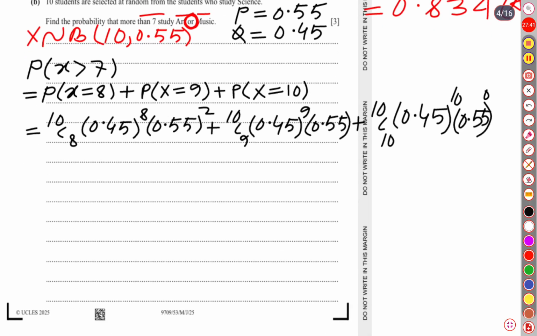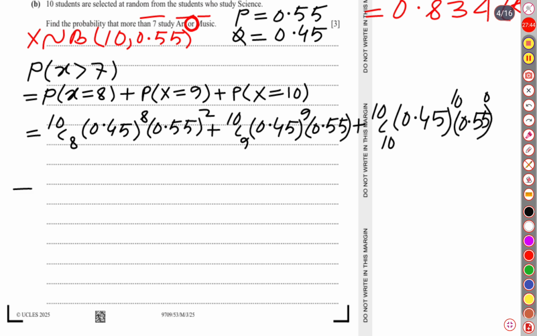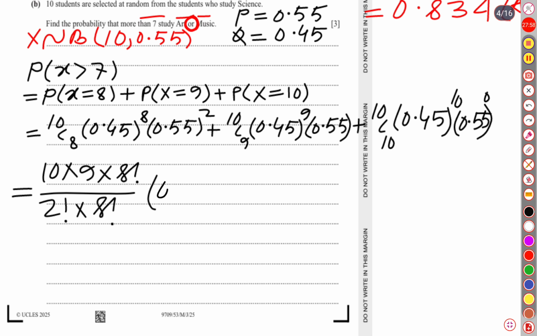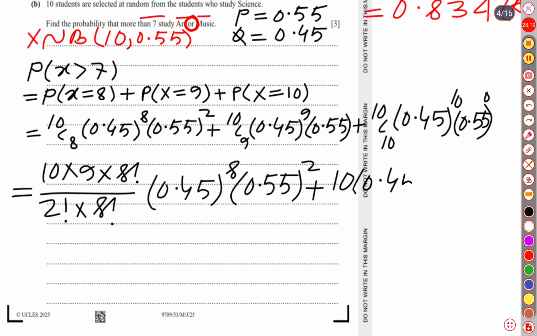If we simplify more, we will get 10 choose 8. Okay, so I am solving it manually. 10 into 9 into 8 factorial over 2 factorial into 8 factorial, 0.55 raised to 8 and 0.45 raised to 2, means squared. And from 10 people, one by one, if we choose 9 people, there are 10 ways to choose. So 10 into 0.55 raised to 9 and 0.45 once.